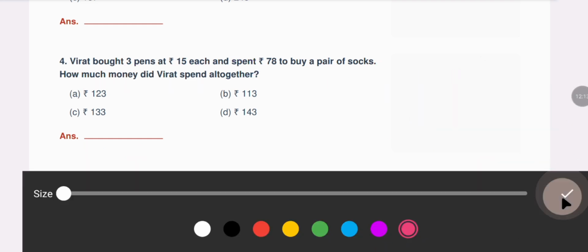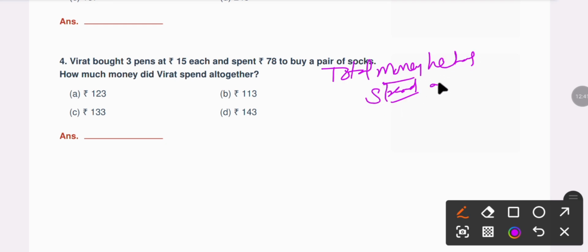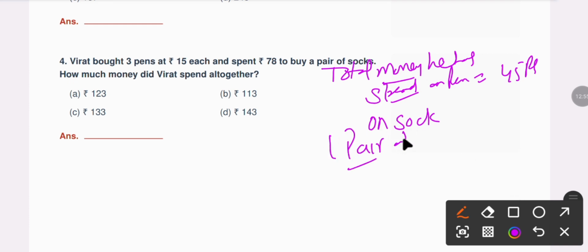Let me write. Total cost of pen. We have already found the total cost of pen. Total money he has spent on pen, 45 rupees, and on socks, one pair of socks only. How much money has he spent? 78 rupees he has spent on one pair of socks.